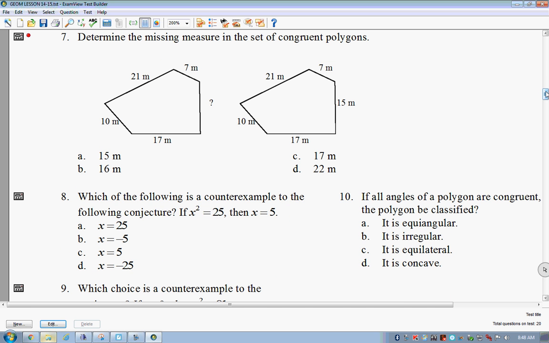All right, this is talking about congruent figures. It says that they're congruent. If I don't know what this side is, what should it be? Should be 15. All the other corresponding sides are congruent, so therefore I'm just going to look at 15. No math involved there. It's pretty easy.